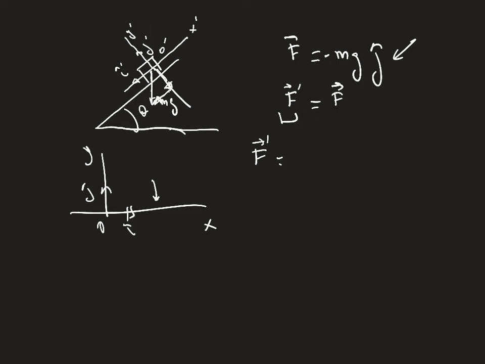So let's find the angle. This angle theta is the angle that this line makes with this line. But this line is perpendicular to this line, and this line is perpendicular to this line. So the angle theta is here. I repeat again, this is the angle theta, okay?